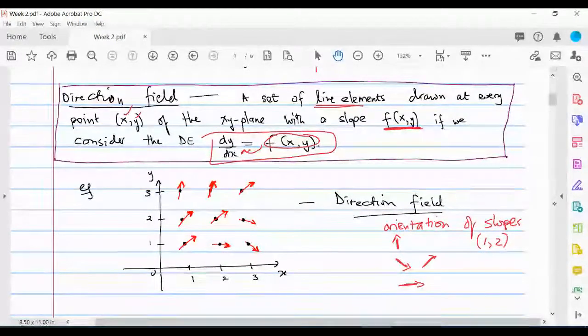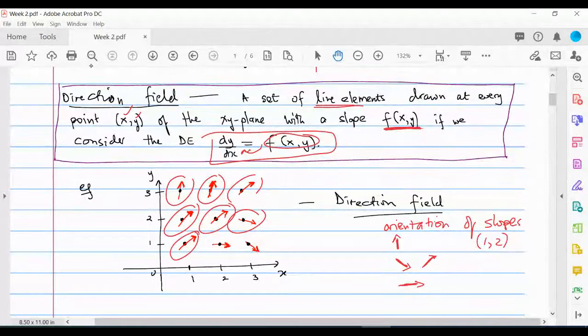Here I took a grid where x is 1, 2, 3, and y is 1, 2, 3. You can see that at every point, every dot in the grid, I have some example of orientation given there. So here it is a bit slanting, slanting, slanting. But if I am to add some here, I can have a horizontal orientation. I can also have a vertical orientation.